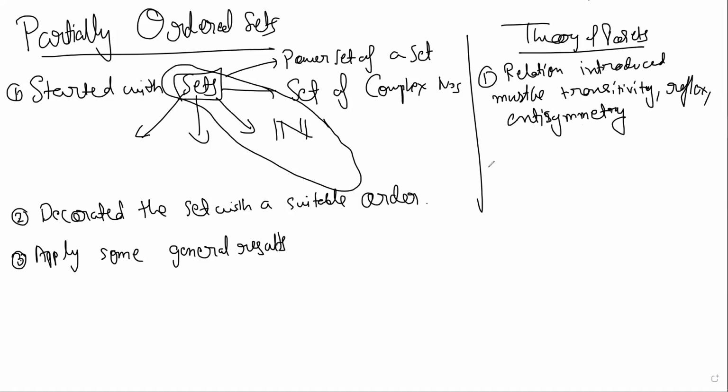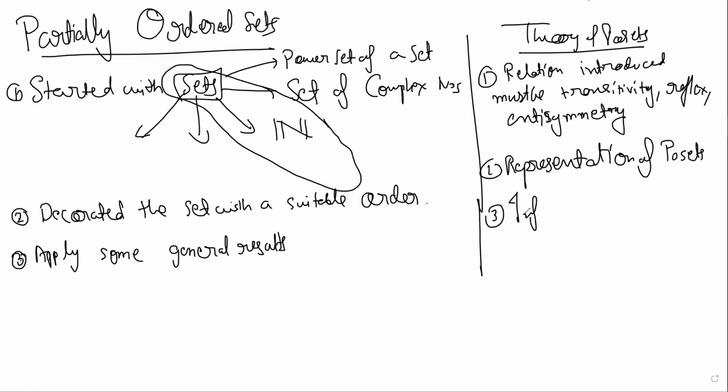Okay. And the second thing we learned was representation of posets. Obviously, there is much more theory in this, but we don't need it right now, so we will not go into it. Representation, or I should rather say diagrammatic representation of posets. Right? We had this, and from here we infer some theorems.